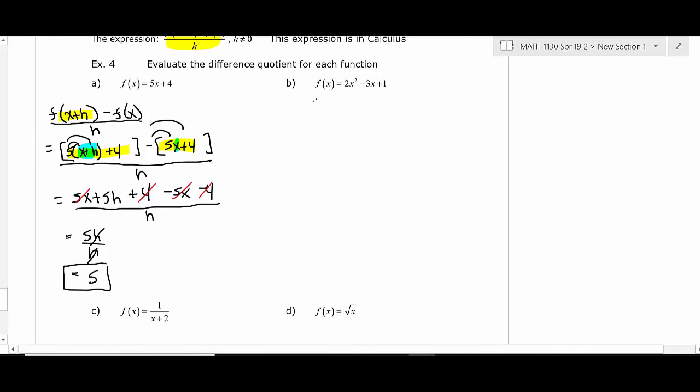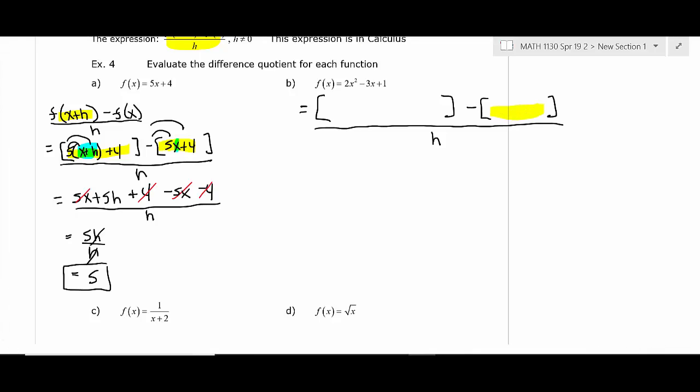So this time what we're going to do is, again, just build the framework. You have to take up a lot of room on your paper too. So I always tell students, just start this way: bracket minus bracket over h. And then what you want to do is get it set up correctly. There's a lot of algebra involved then. So f of x goes there, don't change it, and just put it like that.